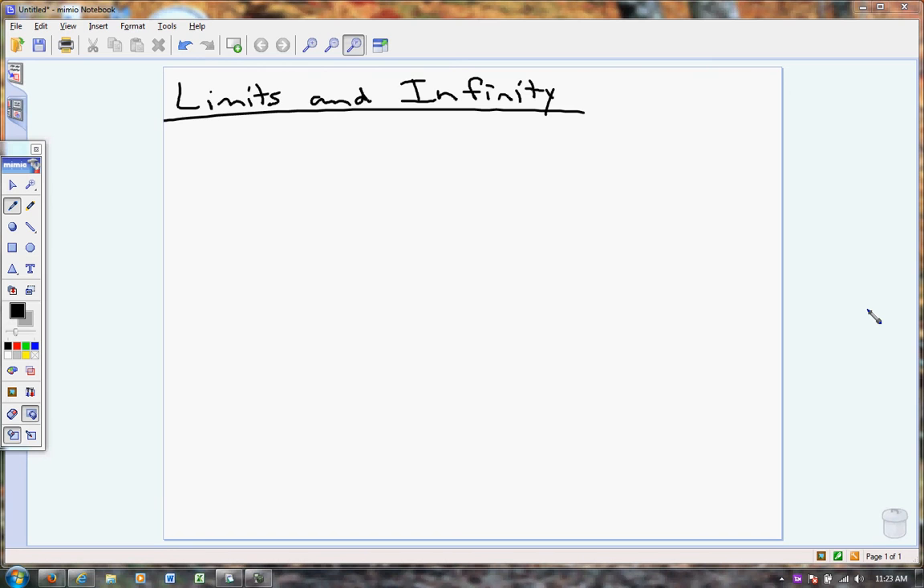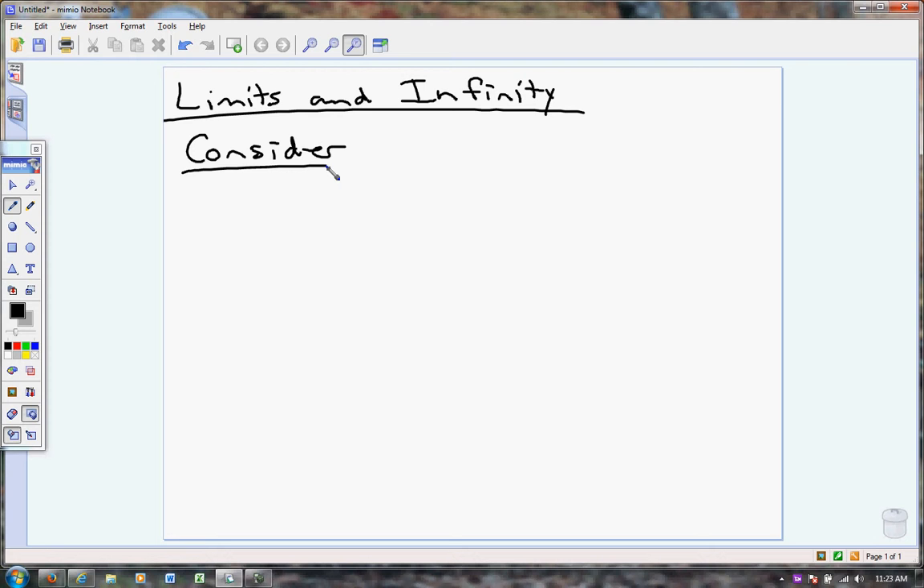Today we're going to talk about limits and what happens with them as we get close to infinity. And we may have a couple other things that we try to clean up at the end, but I really want to get to limits and infinity first. So let's consider a couple functions that act, well, it's just kind of interesting.